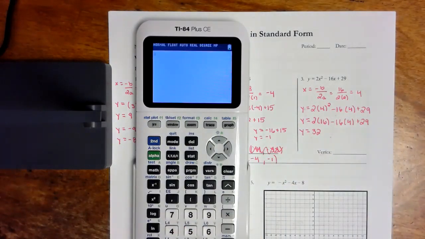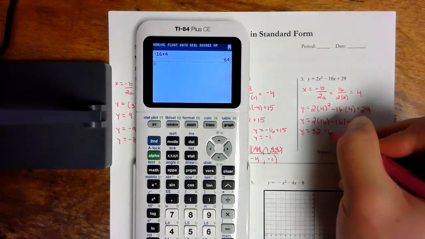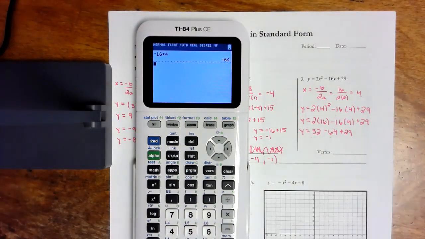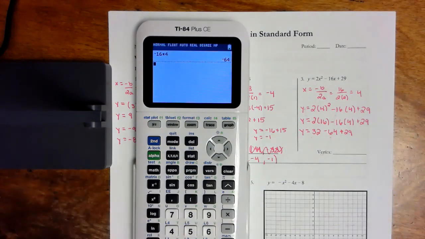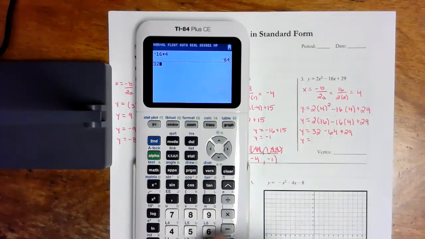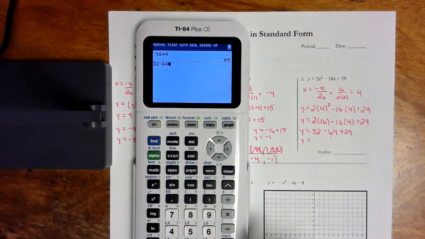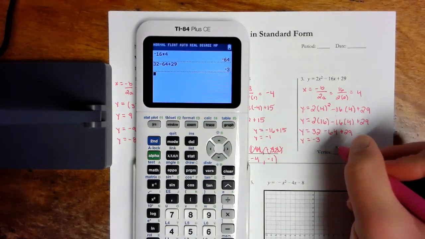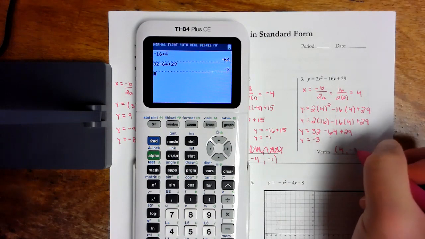If you need a calculator, definitely use it. And that's negative 64. And then add 29. And so now, just like I've said before, once we get down to just addition and subtraction, we should work left to right. In this case, since I have the calculator handy, I'm going to just type in that whole line, and it gives me negative 3. So our vertex here is at 4, negative 3.